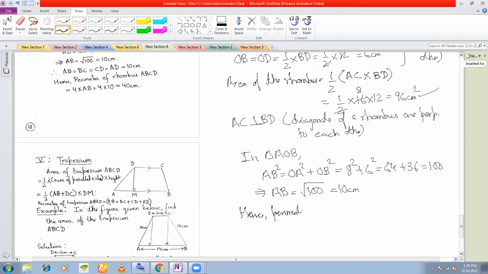Hence perimeter of the rhombus ABCD is equal to 4 times any one side. Let's say AB. 4 into 10, which is equal to, unit of perimeter is centimeter. So 40 centimeter. Any question here?